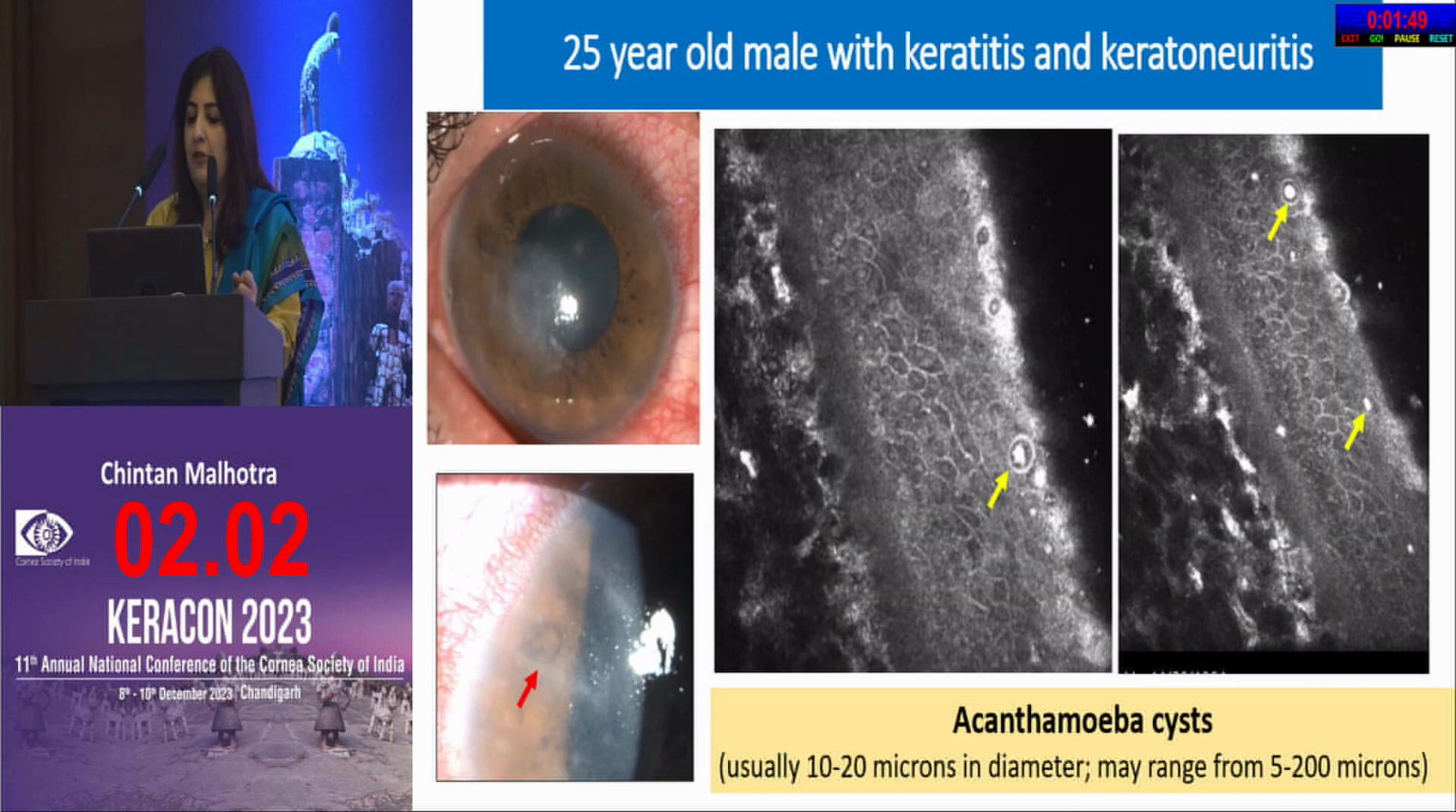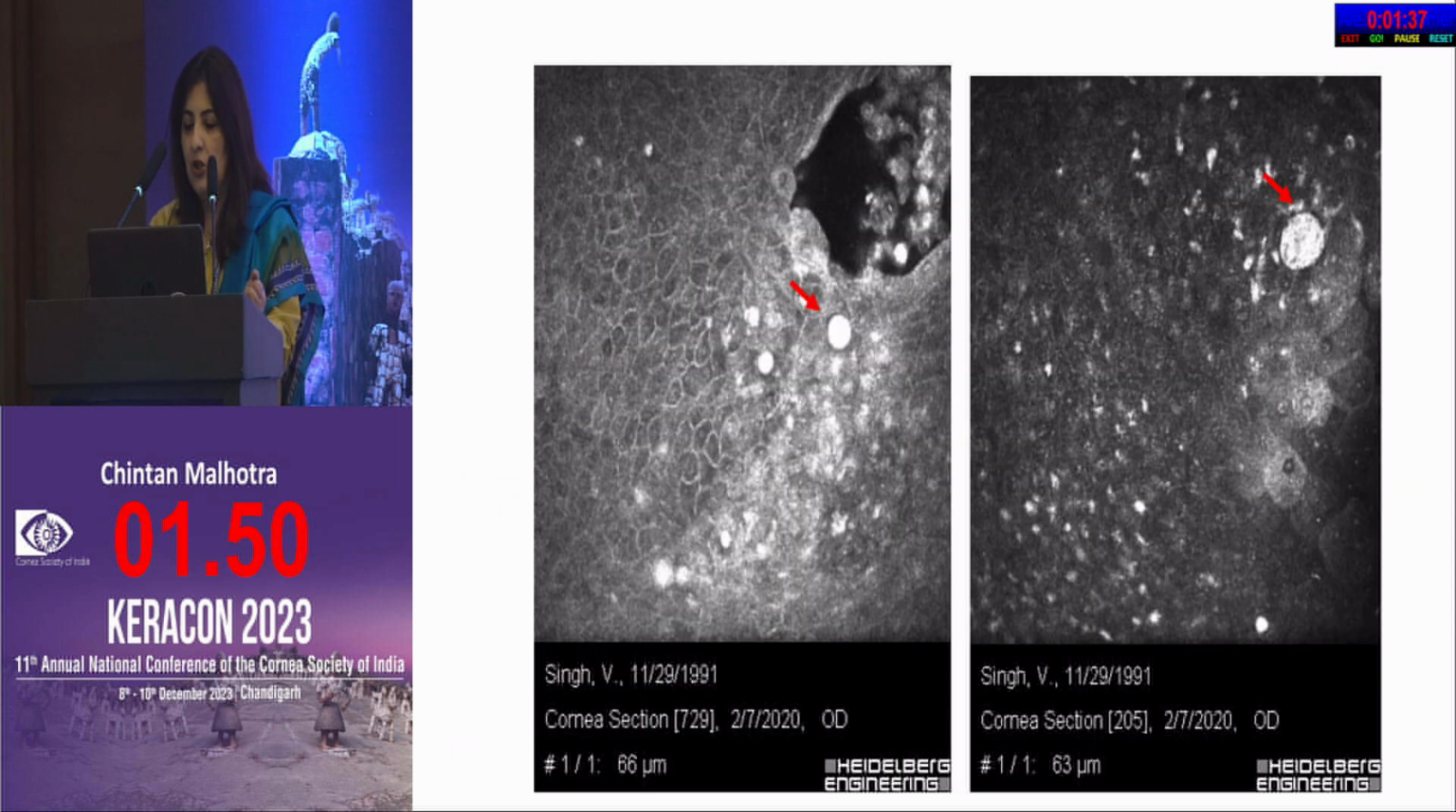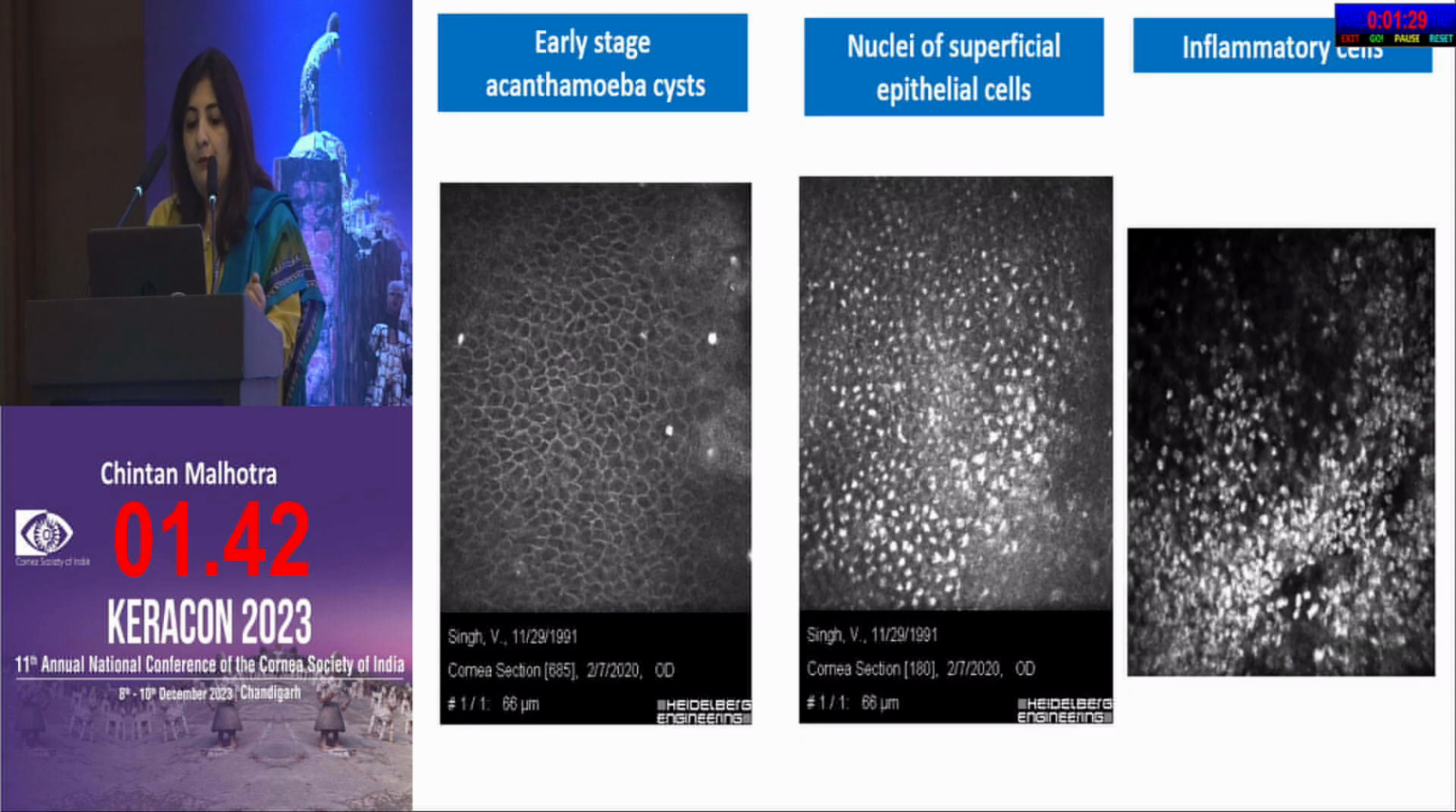This was a 25-year-old male with keratitis and keratoneuritis, and we can see the classic acanthamoeba cysts as shown by the yellow arrow. These cysts are usually 10 to 20 microns in diameter, but they may vary in size and be very large. From the same patient, again, cysts varying in size. Trophozoites can also be seen. Unfortunately, I don't have them in this example. But cysts can also be confused with other brightly reflecting cells, and that's important to recognize.